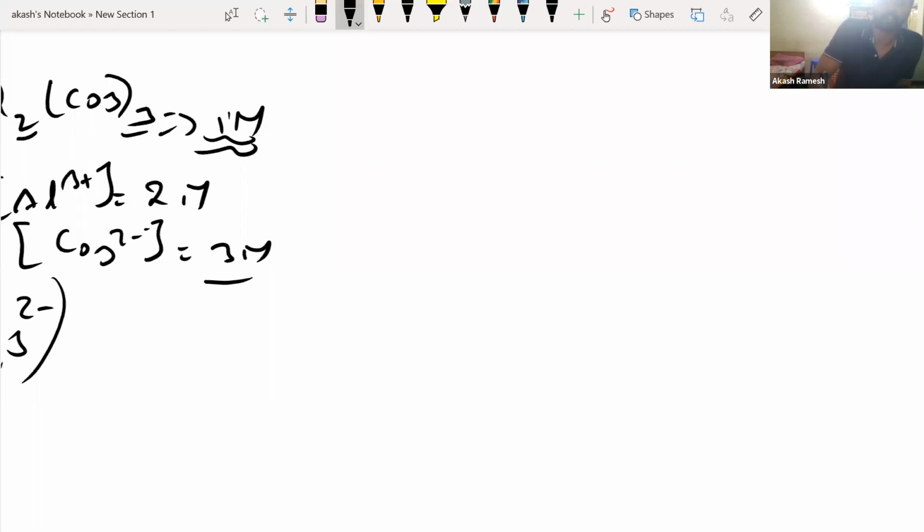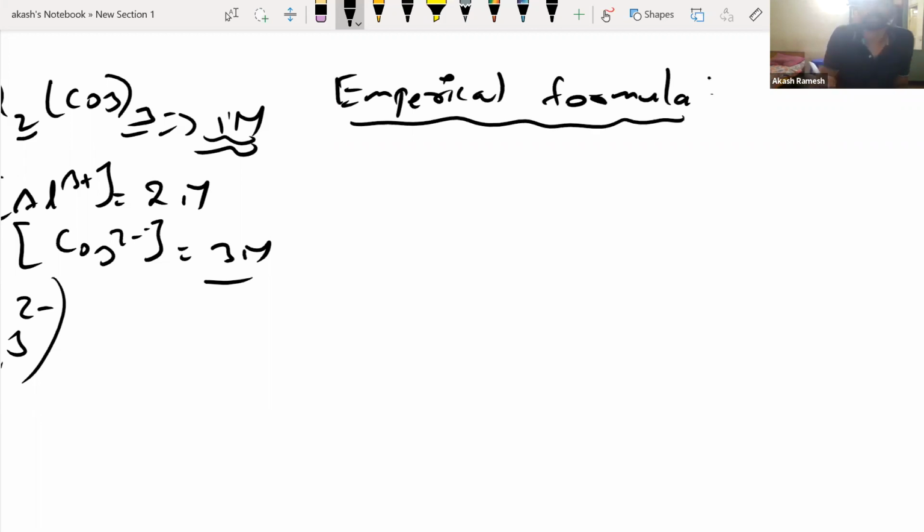Okay. So I am going to this concept of empirical formula. First, what you have to understand is what you mean by empirical formula. You already know there is something called the molecular formula. So there is a connection between these two: molecular formula and empirical formula.